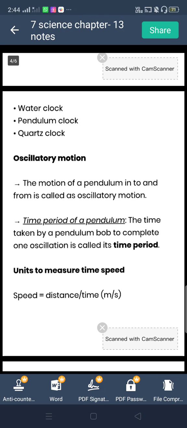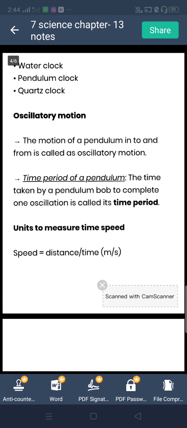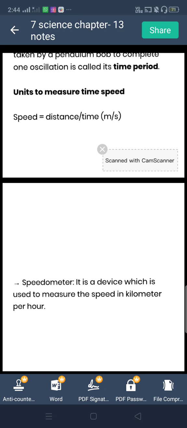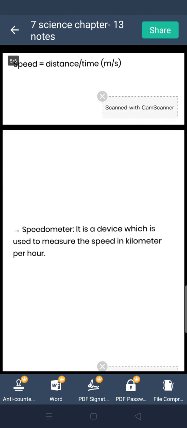Units to measure speed. Speed is equal to distance upon time. It is denoted as meter upon second. Now speedometer, it is a device which is used to measure the speed in kilometer per hour. A speedometer is a device which is generally there in vehicles like motorcycle, car, buses, which is used to detect the speed in kilometer per hour.